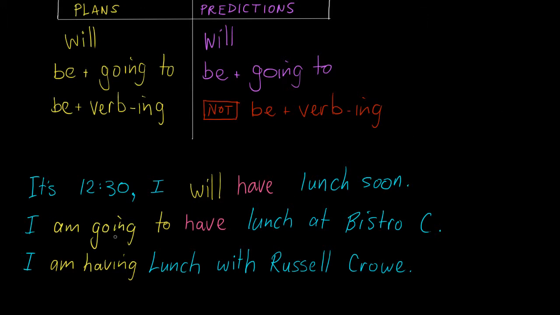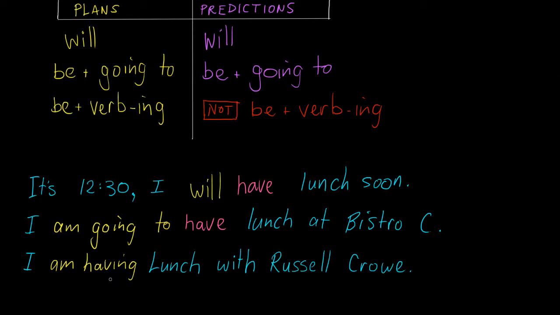If we look at the second one, I'm going to have lunch at Bistro C. By using going to with a be verb, and then obviously the infinitive here after to, we are assuming that this person has thought about where they would like to eat before they've spoken. So you've made your plan at some point in the past. That could have been, I guess, 5 minutes ago, or an hour, or a day, or a month, and so on, further back in time.